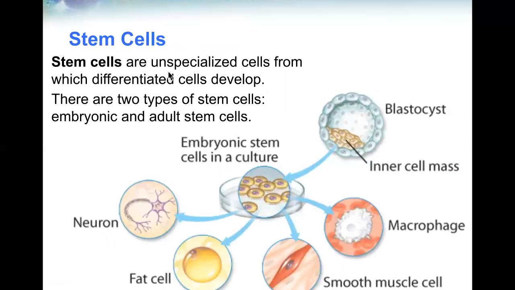Stem cells are unspecialized cells from which differentiated cells develop. There are two types of stem cells, the embryonic and the adult stem cells. The embryonic stem cells in a culture are specialized eventually to become things like macrophages, smooth muscle cells, fat cells, neurons, and others. In this embryonic stage, the blastocysts include the inner cell mass. Contained inside the blastocyst is the inner cell mass, and these cells are pluripotent.